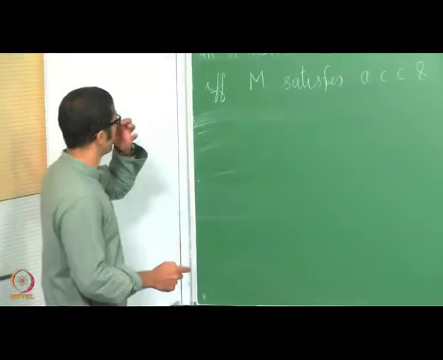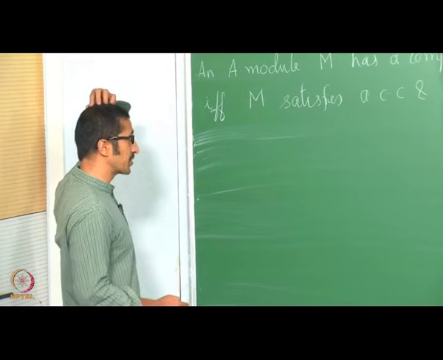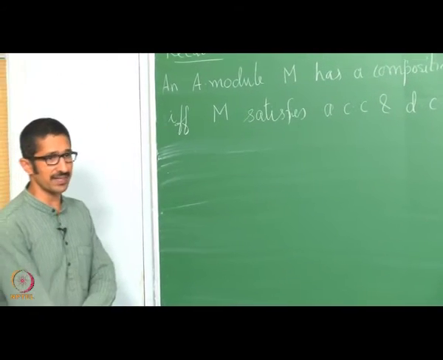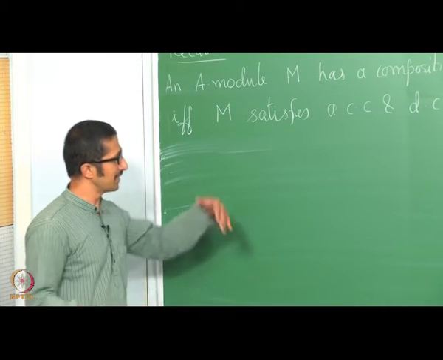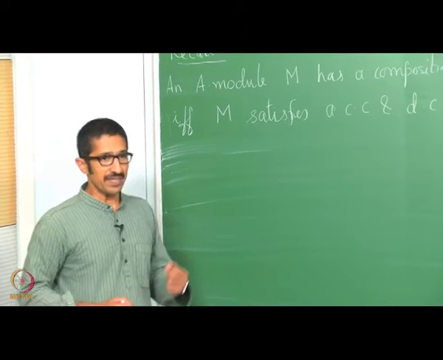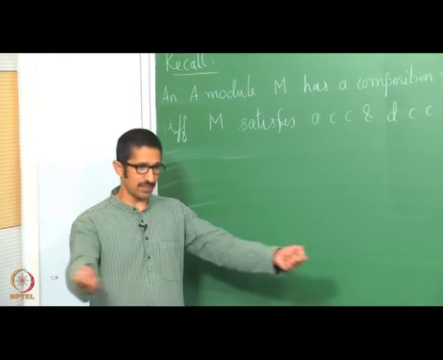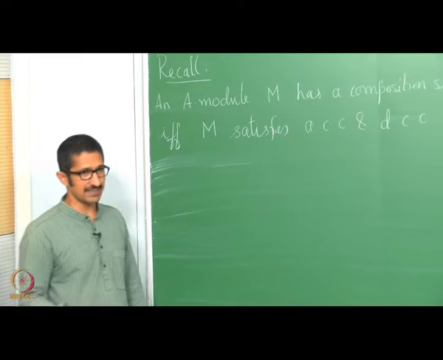Okay, so let us begin. We proved last time that a module has a composition series if and only if it satisfies both the ascending chain condition and the descending chain condition, and earlier we proved that if M has a composition series, then every composition series will have the same length.